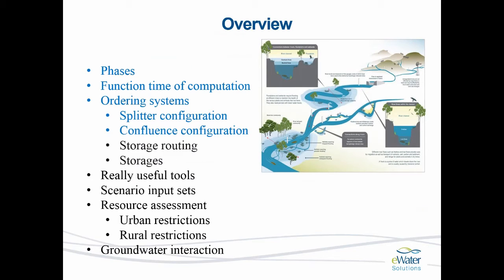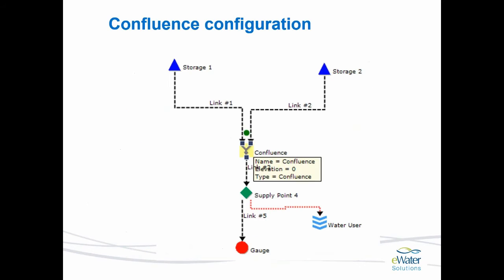So next is the confluence configuration. If you consider the simple example shown here, the confluence needs to determine where to get water from to supply the water user. In other words, the confluence determines whether to send the order up link 1 or link 2.